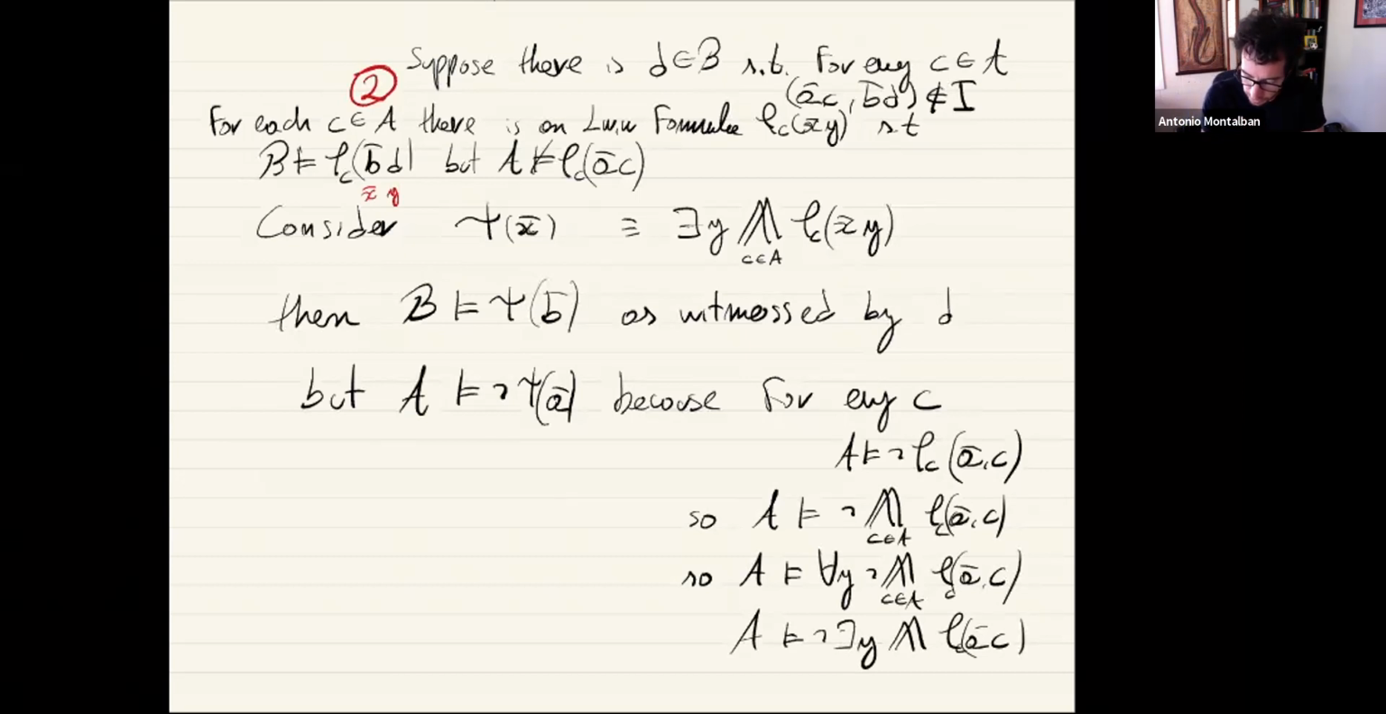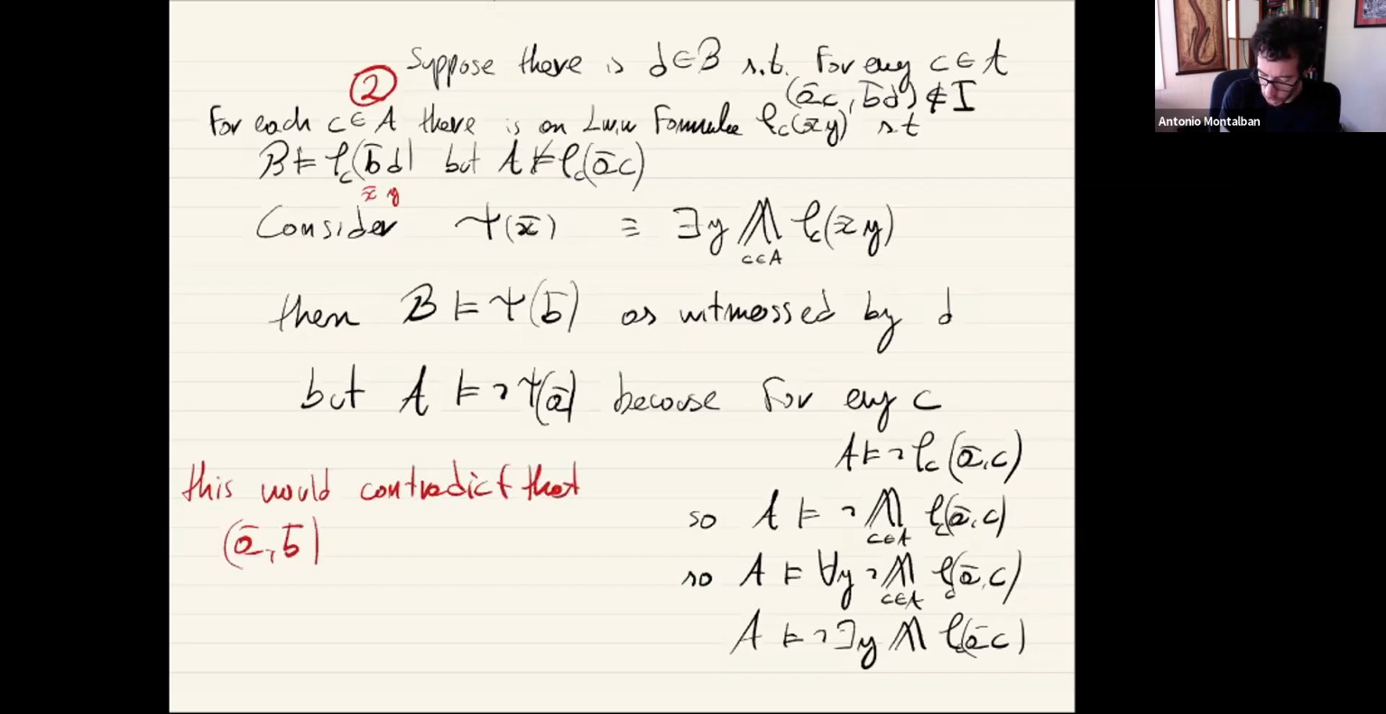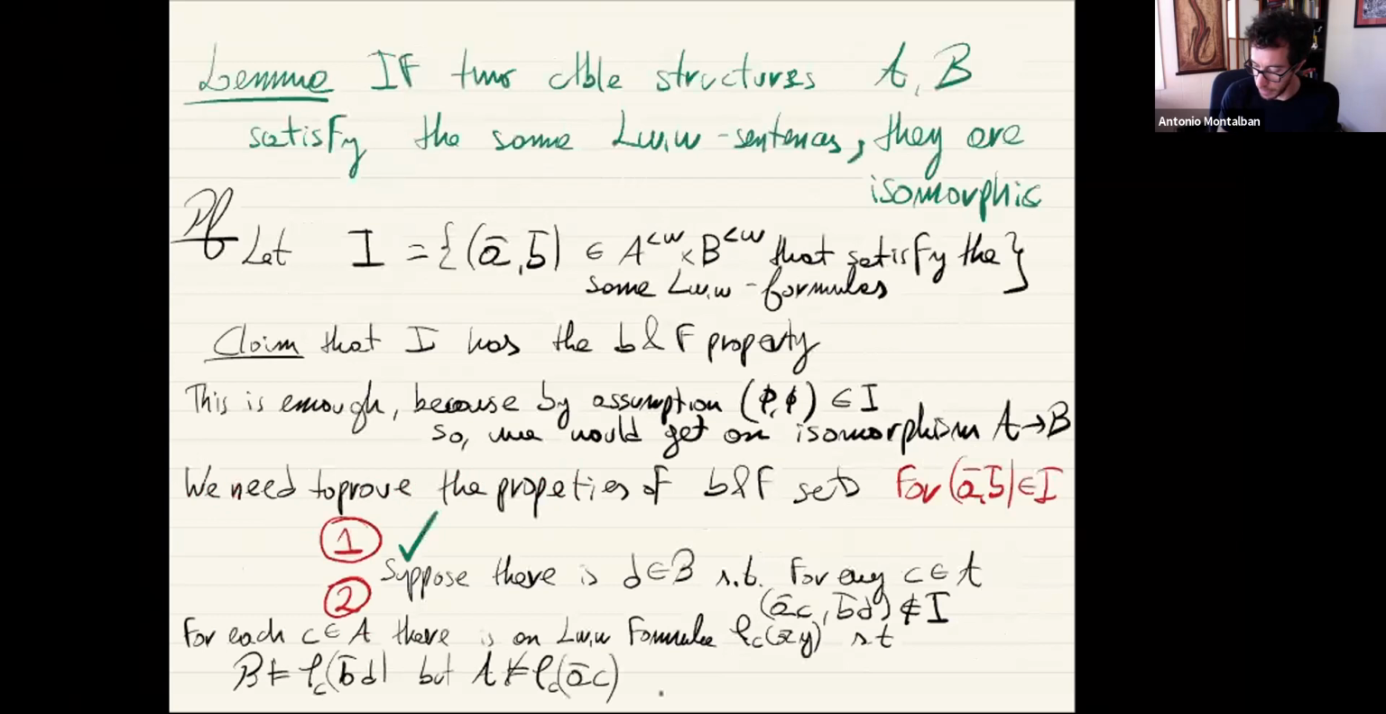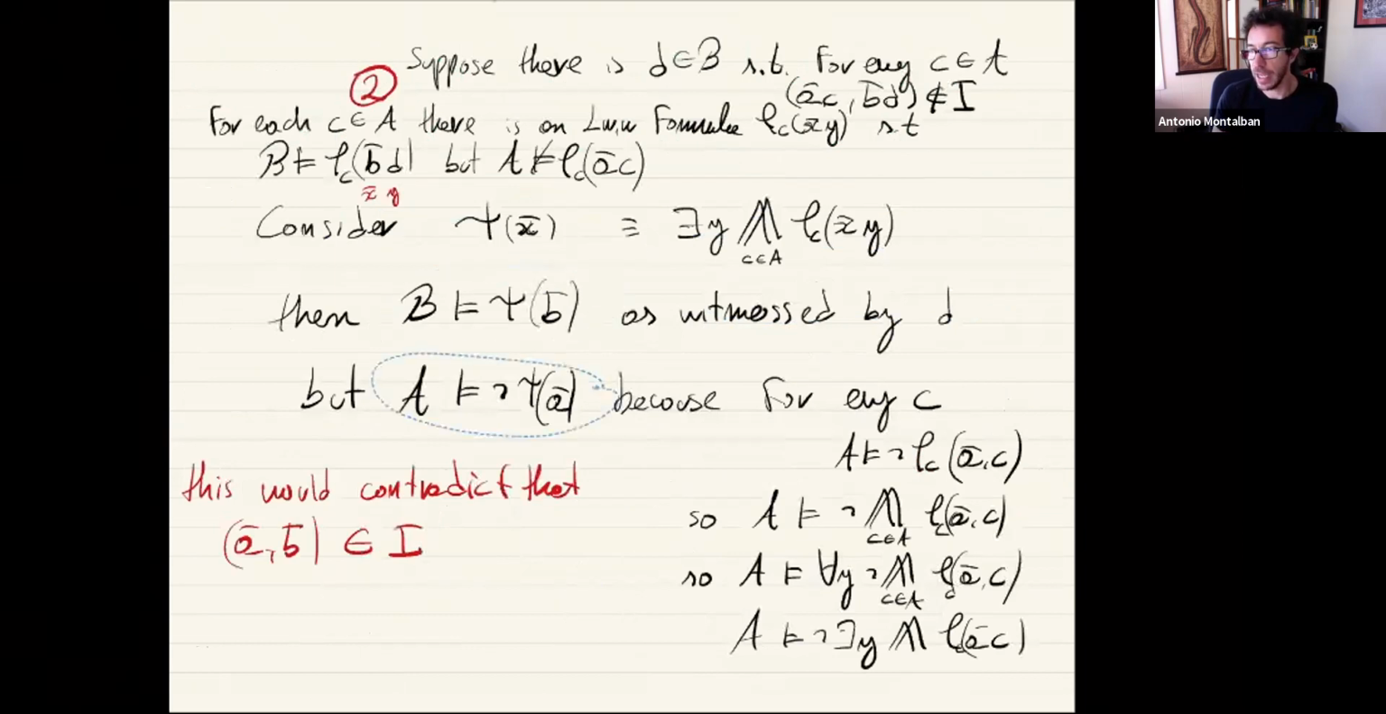But then this would contradict that AB was chosen to be inside I. Remember, we started with AB in I, and if they are in I, they satisfy the same formulas. But here we found a formula that is true about B and false about A. So that would be a contradiction with the fact that we chose it. So the fact that we couldn't find the matching tuple led us to a contradiction. So that means that for every D, there must be some C such that you get this tuple to be inside I. Okay, cool.